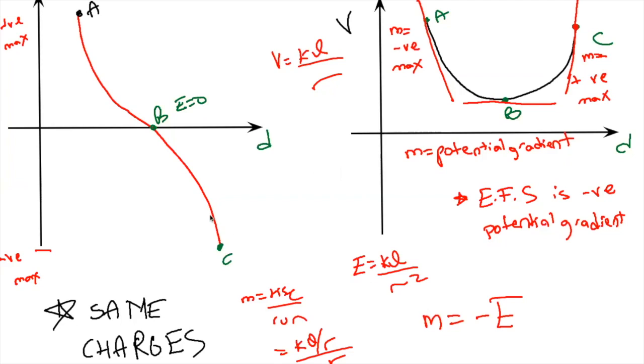And at point C, E is minus VE max, while M is not minus VE max. At point C, M is plus VE max. And that proves my point that M is equal to minus E. But the conclusion of all of this is that electric field strength is the negative potential gradient.